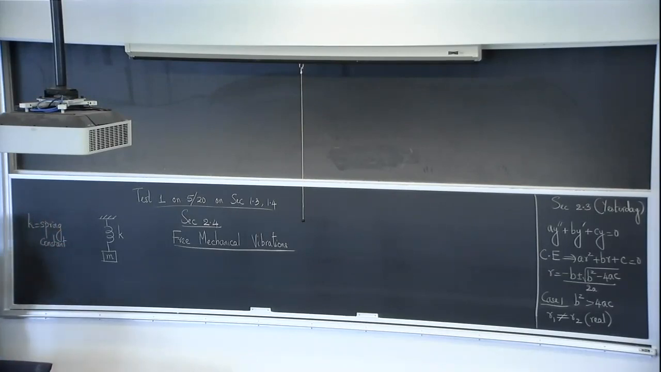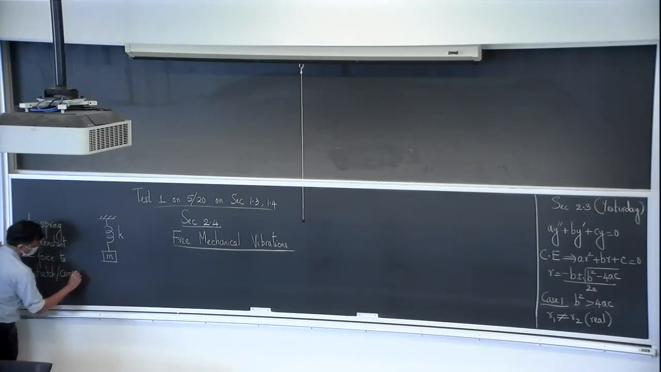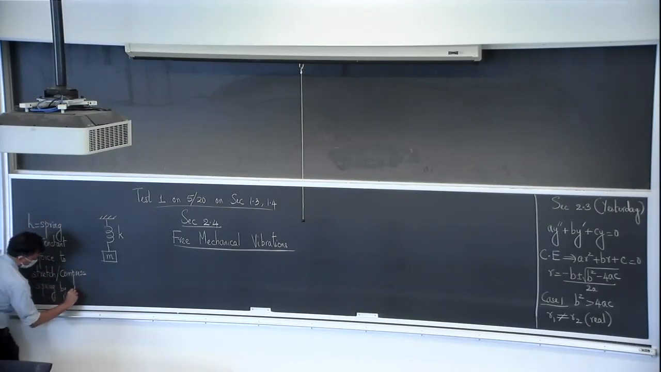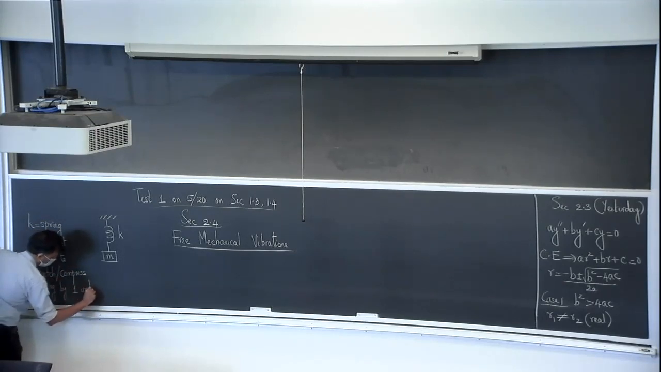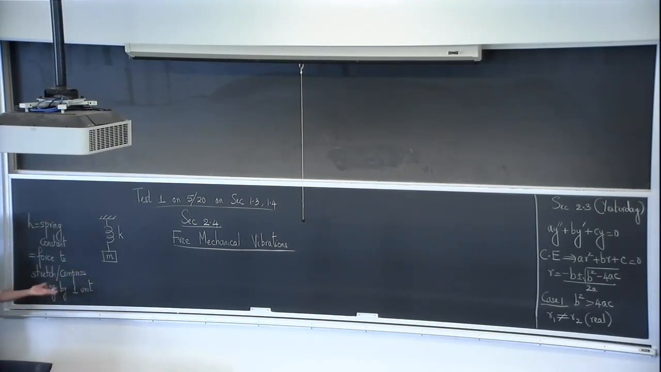So it's the amount of force you need to apply to either stretch or compress the spring by 1 unit. When it's 1 unit, it could be 1 inch or 1 centimeter or 1 mile, depending on your choice of units.